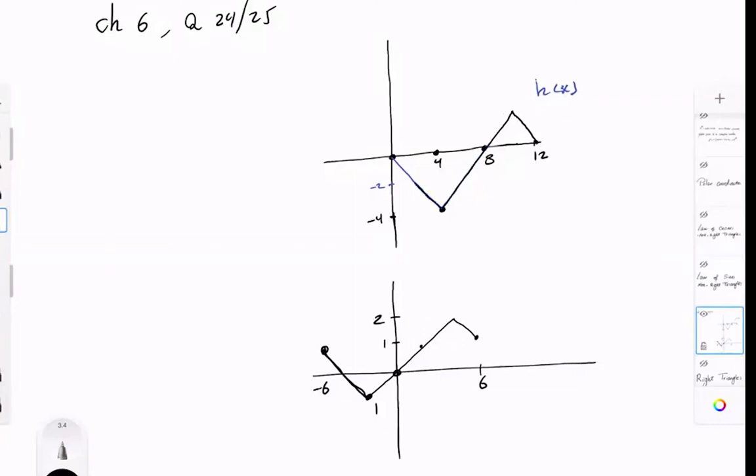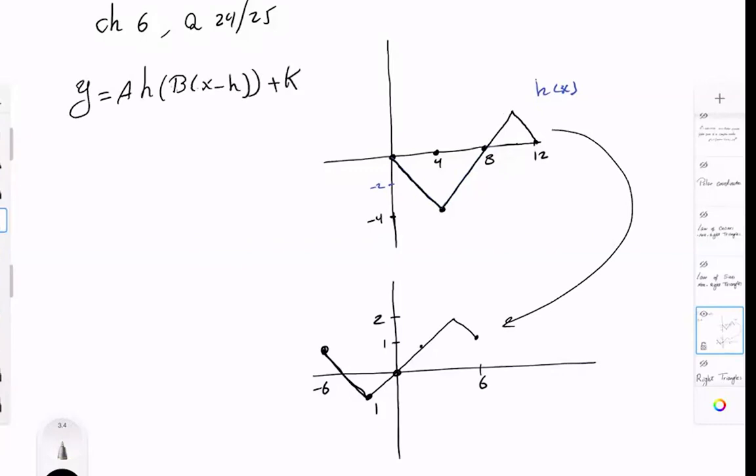So this is an original graph, and this graph becomes like this. And the formula that we have is y equals a, I'm going to use h because they label it h, h of b of x minus h plus k. So we need to find a, b, h, and k.